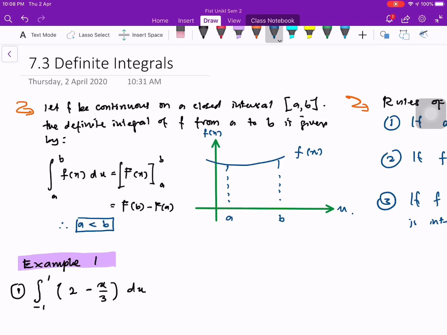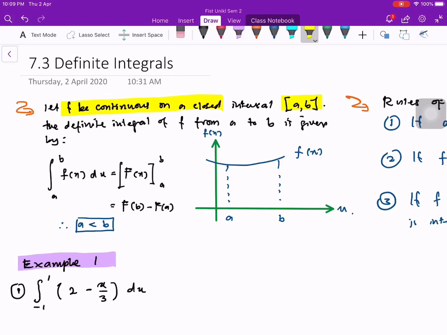Okay, so untuk topik ni saya suka bermula dengan definisi of definite integrals. Let's say that we have f be continuous on a closed interval AB. Okay, so we have a closed interval of AB. Then the definite integral of f from a to b is given by integral from a to b f(x) dx.